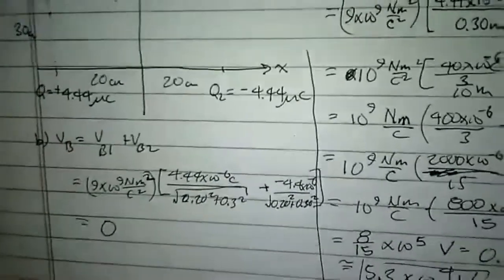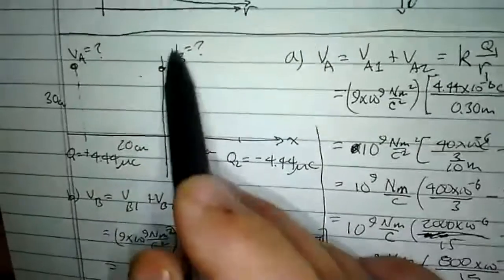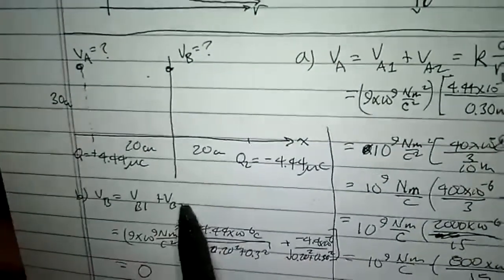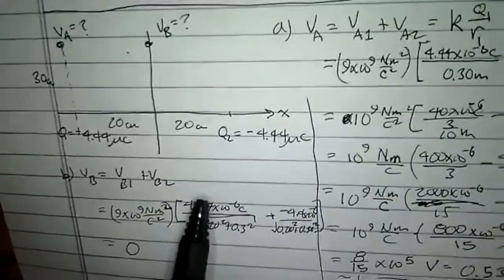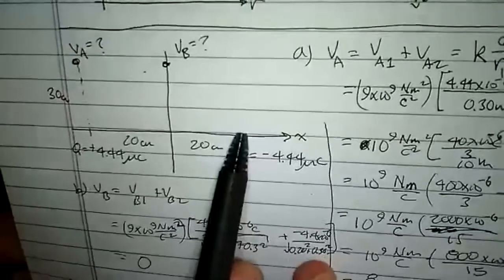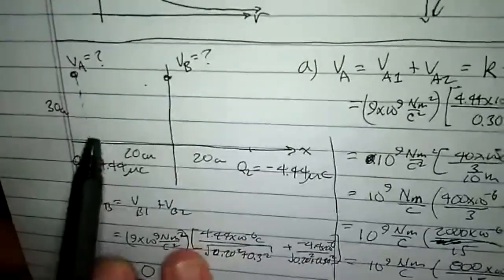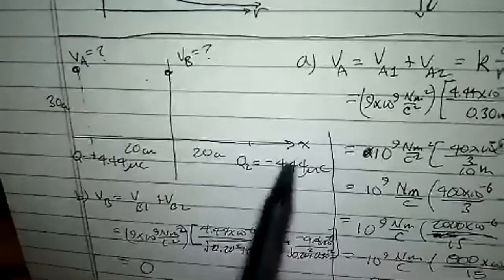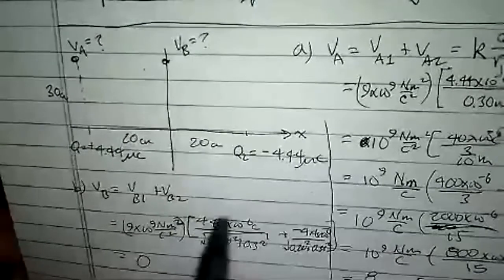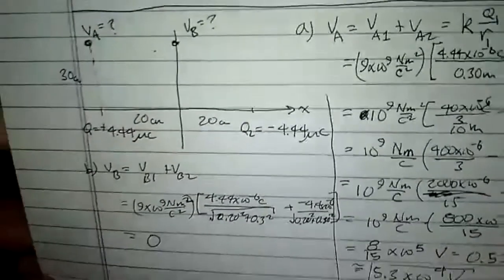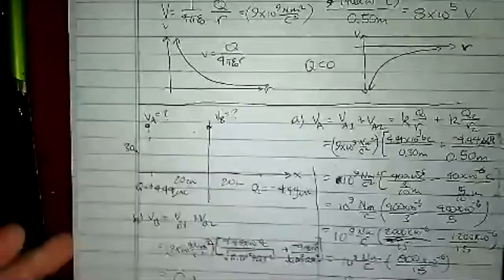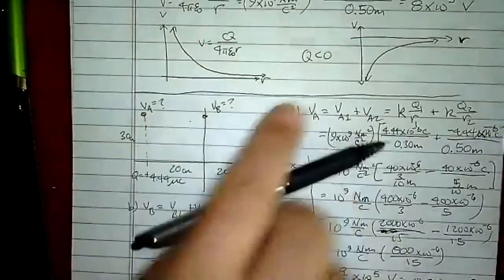Then when I did the voltage at B, that's dead center between the two, it's again the voltage at B due to 1 plus the voltage at B due to 2. In this case, the charges are opposite just like they were before, but the distances are all the same. So the distance from here to here is identical to the distance from here to here. And since the charges are equal in magnitude but opposite in sign, then these two quantities are going to add to give you 0. So the answer was 0 volts. So that's a recap of that example.